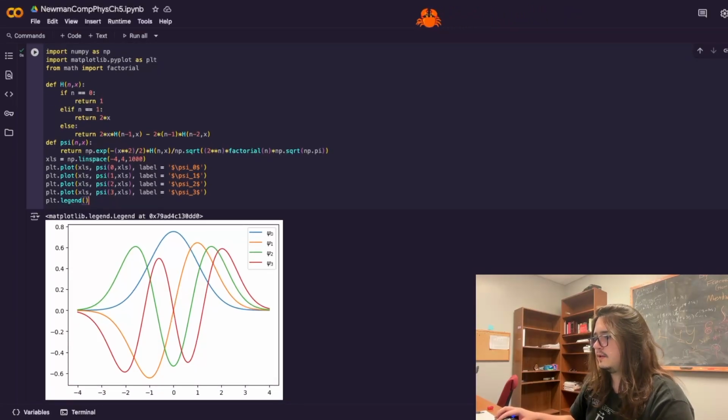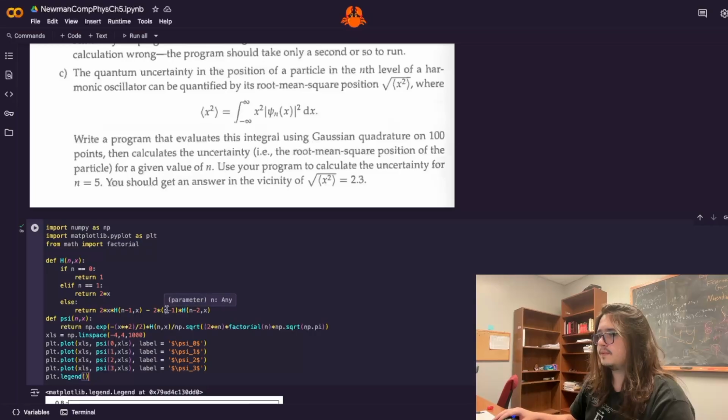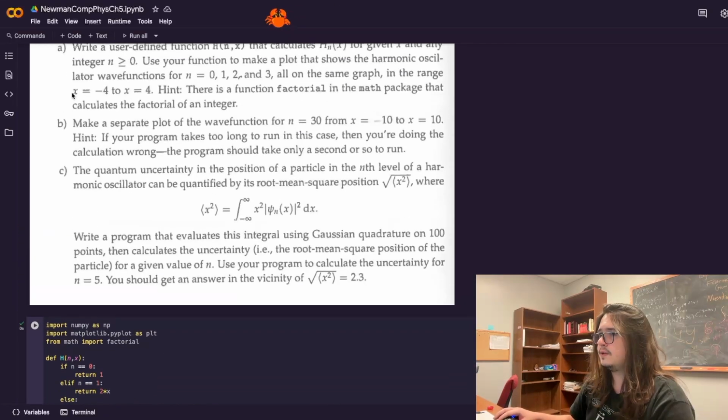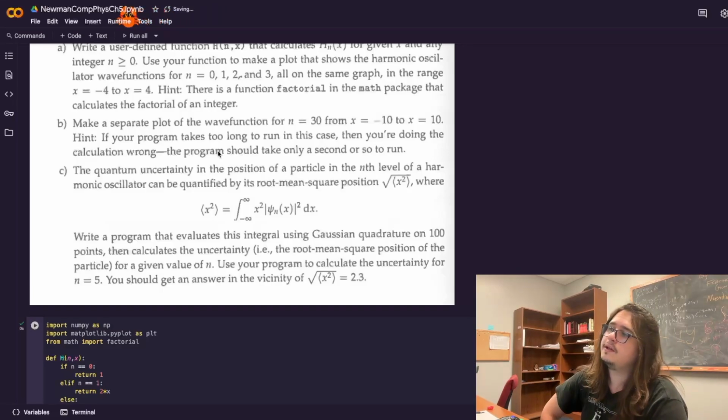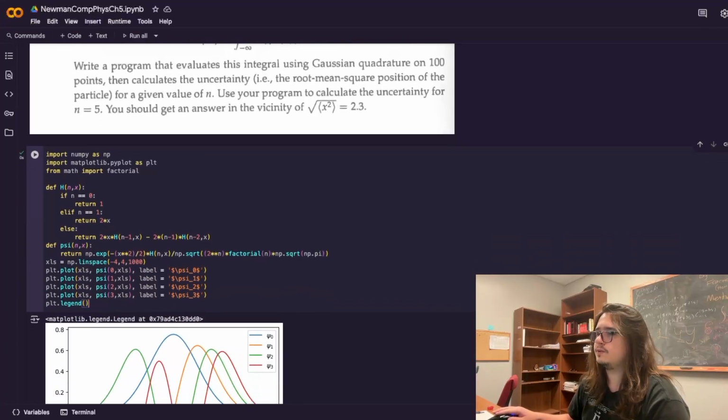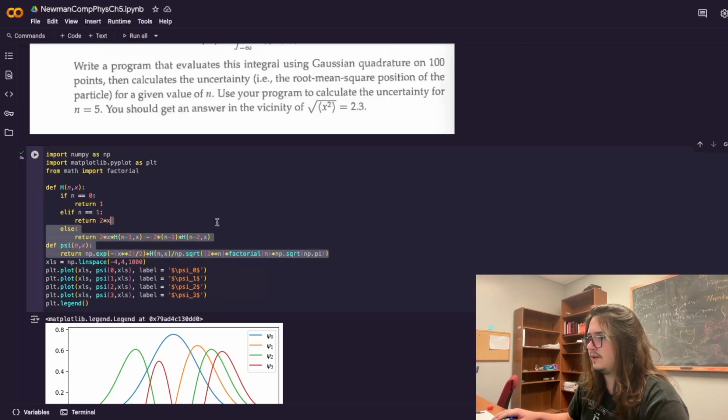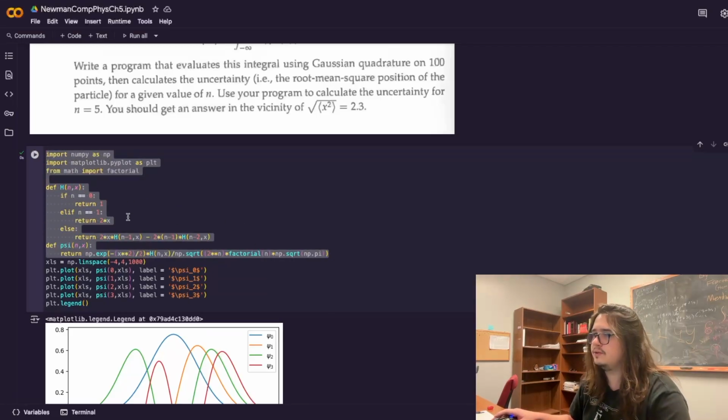How lovely are those? The next bit is to make a separate plot of the wave function for n equals 30 from x equals minus 10 to x equals 10. And this is really going to showcase how fast the recursion is as compared to any other sort of method you could use.